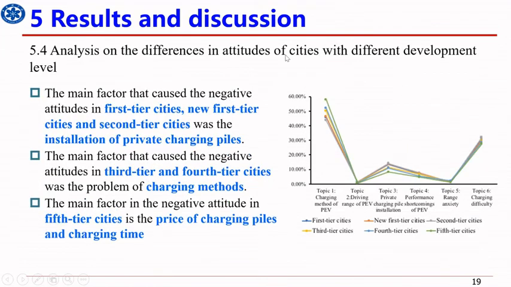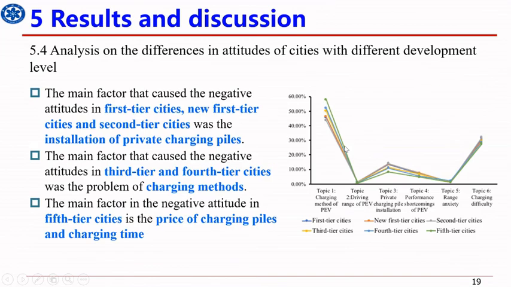Also, we can see the main factor that causes the negative attitude in first tier, new first tier and second tier cities is the same: installation of private charging piles. The main factor that causes negative attitude in third and fourth level cities is the problem of charging method. The main factor in fifth tier cities is the price of charging and charging time. So the key problem for different cities is different.